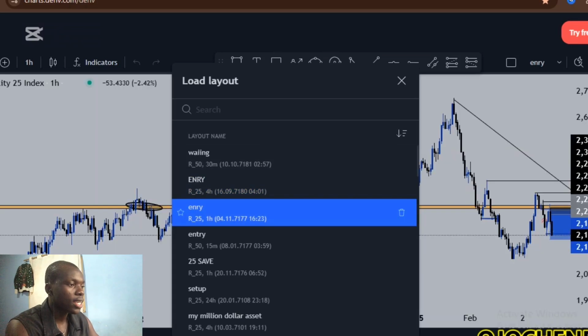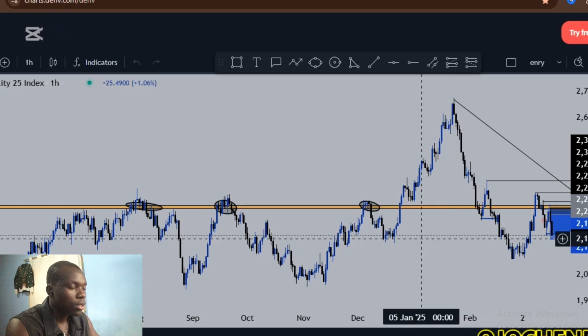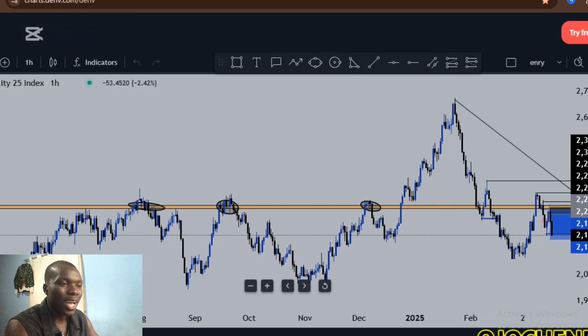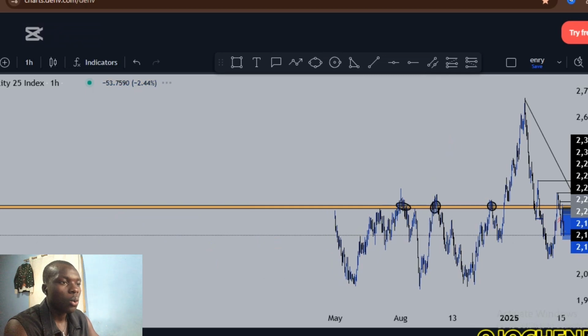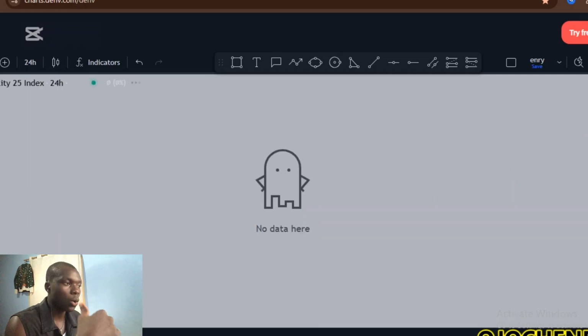So here on the VIX 25, I'll go to the 24 hour. I'll start explaining from the 24 hour as usual. I'll start from the higher time frame to see how it's going. From the 24 hour, that's the overall trend of the market. Once I know the overall trend of the market, what the market is doing on the 24 hour, then I break it down to the lower time frame.